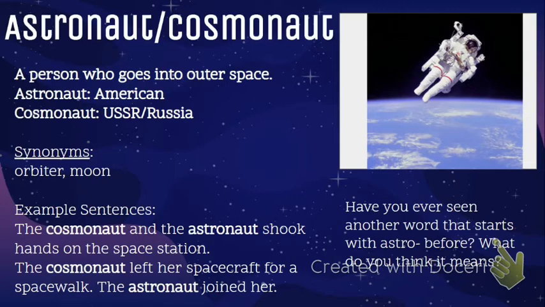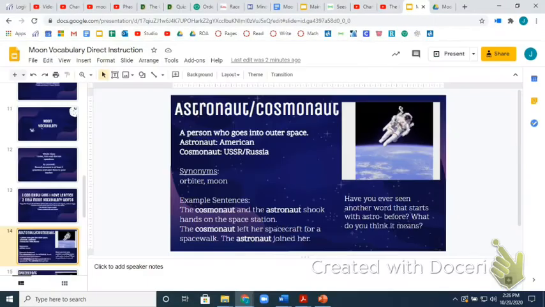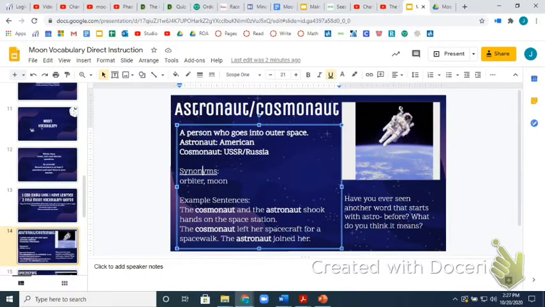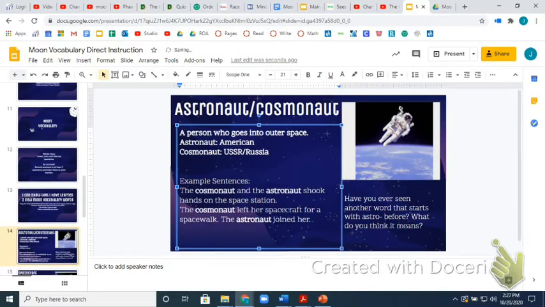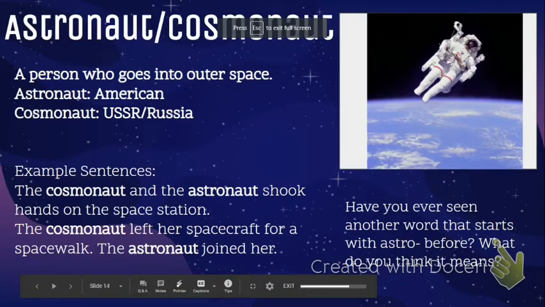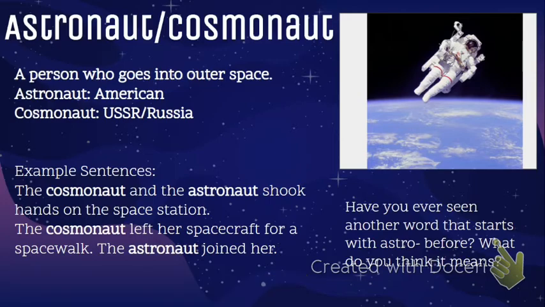Here are some examples of these sentences. The cosmonaut and the astronaut shook hands on the space station. That's nice. The cosmonaut left her spacecraft for a spacewalk. The astronaut joined her. So here's your discussion question. Have you ever seen another word that starts with astro before? What do you think just the word astro by itself means? Discuss that in breakout rooms.